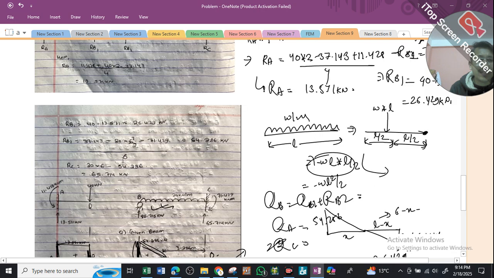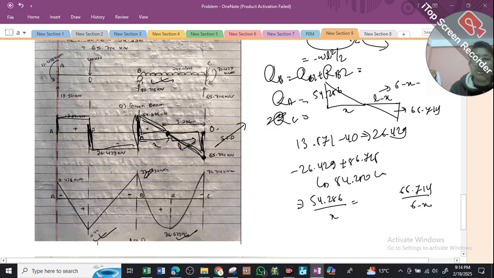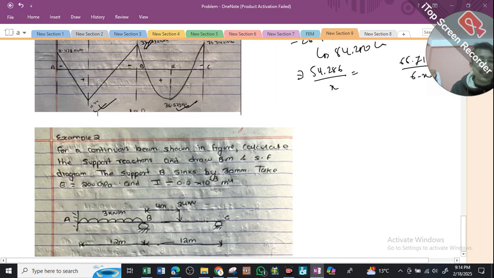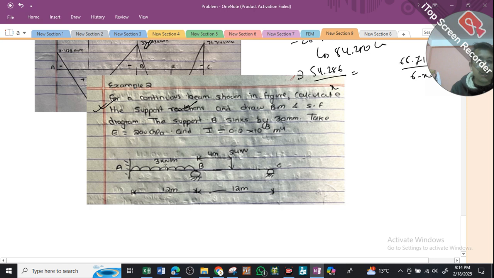So if you have any queries, you can comment down below, or you can reach me through my Facebook or Instagram page as well. In our next video, we'll be solving this example 2. Example 2 will be finding out the support reactions and drawing the bending moment and shear diagram for this beam, where we have a certain deflection. The support B sinks by 30 m. It's going to be a little bit different than problem 1.